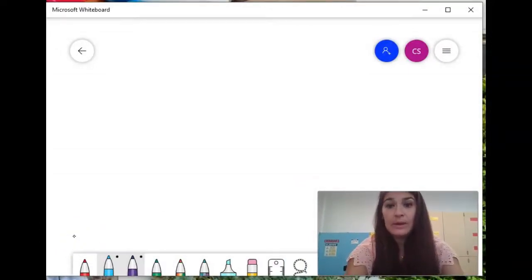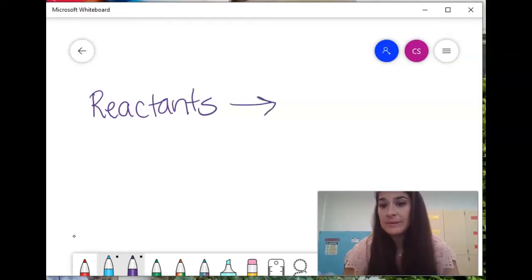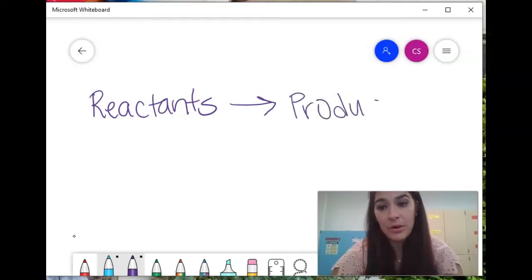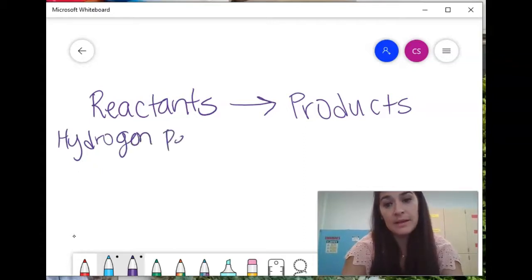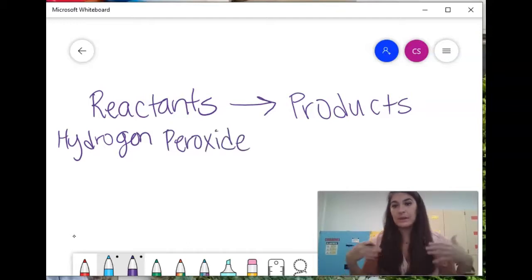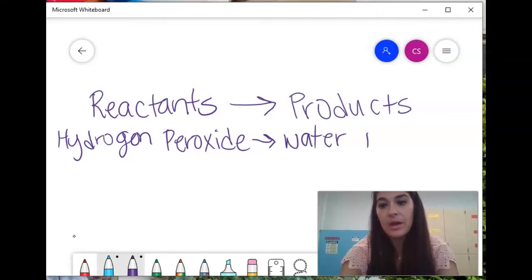Okay, so you're going to see your reactants are always going to be on the left. And then we use an arrow, okay? So don't use something like an equal sign for a chemical reaction. It's going to be your reactants and then your arrow and then your products. So you might see something like hydrogen peroxide, and then the word we use for the arrow is actually yields. So you can say produces or yields, creates, anything like that. So hydrogen peroxide is actually going to decompose into water and oxygen.